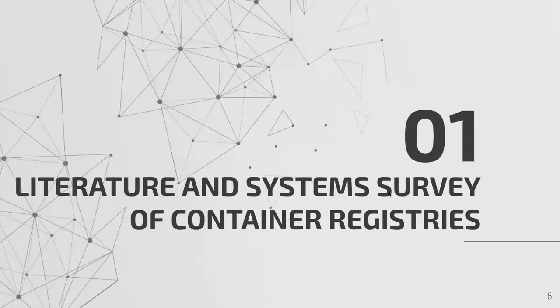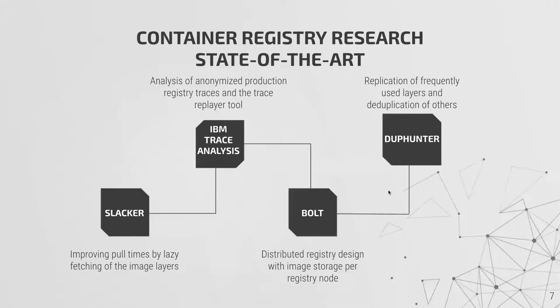So first step in the process is we launched an extensive survey of what is the state of the art in both scientific literature and industry. So regarding the scientific literature, we identified four papers that are primarily focused on reducing image pull times. First one, the earliest one, is Slacker, which presents a Docker storage driver which fetches image layers lazily, so that it pulls layers based on what a container needs to run immediately.